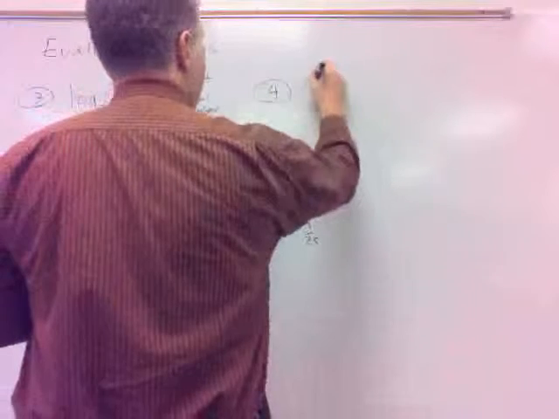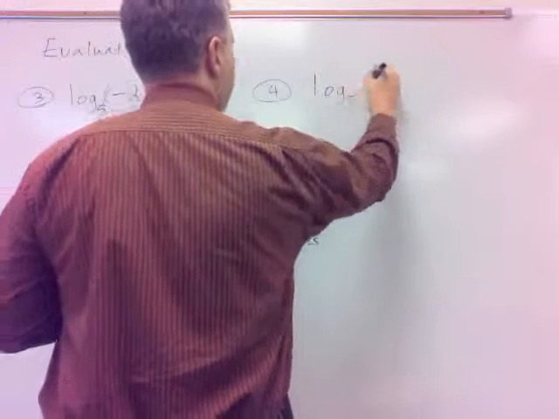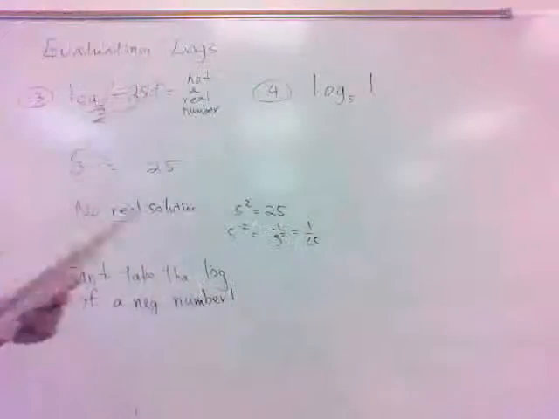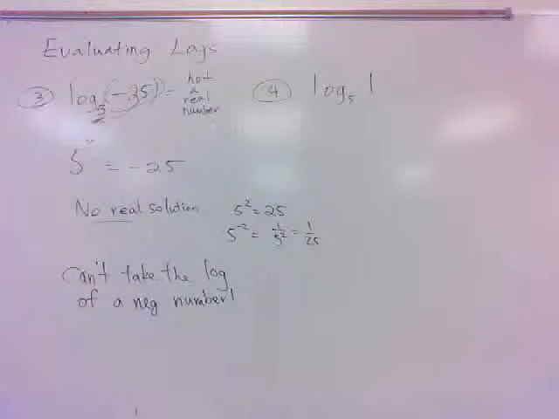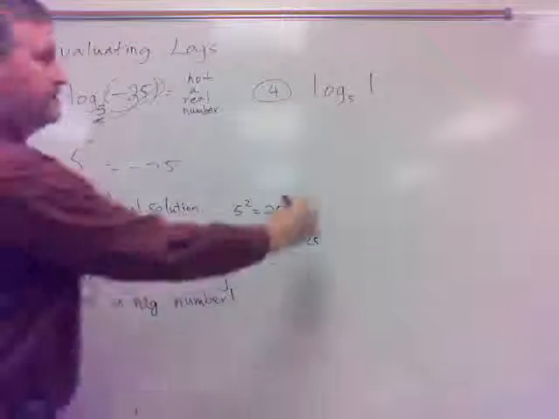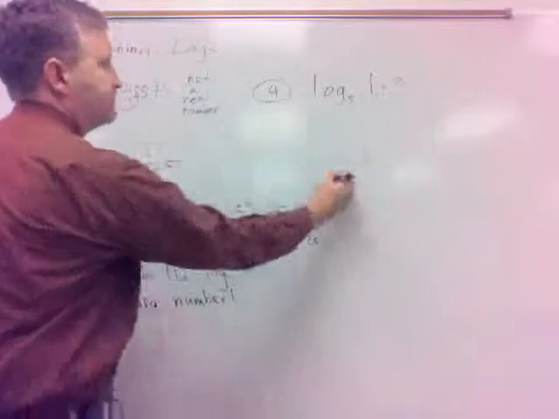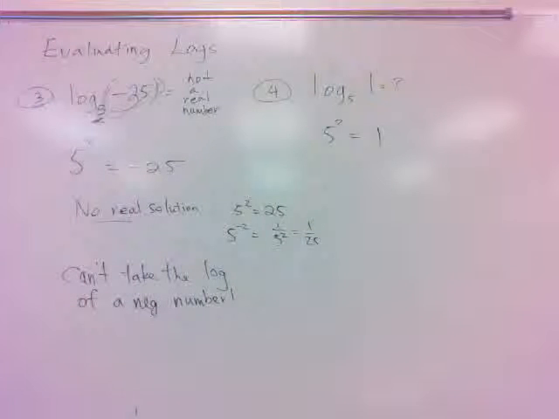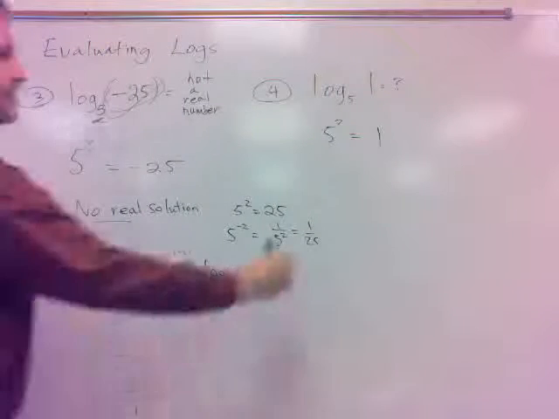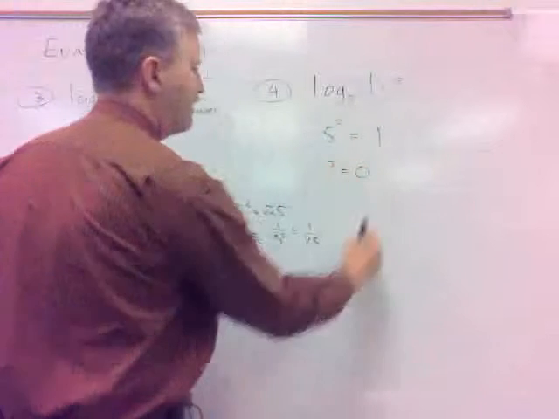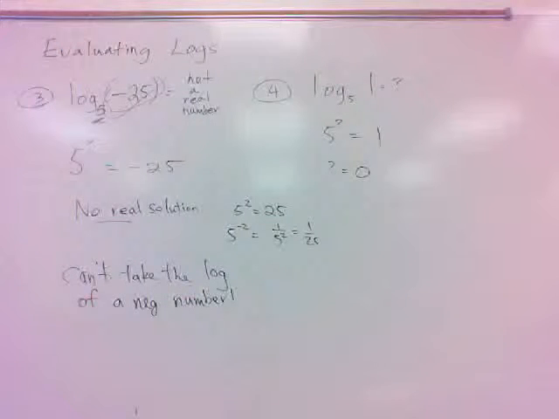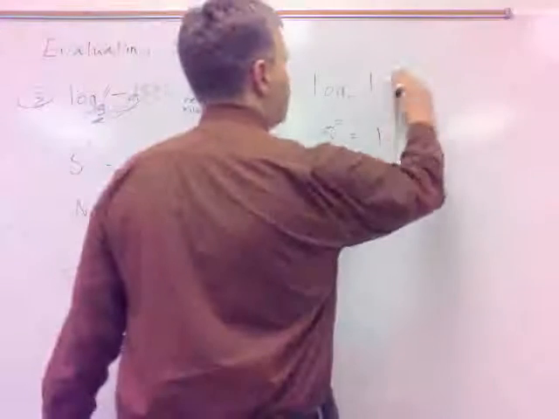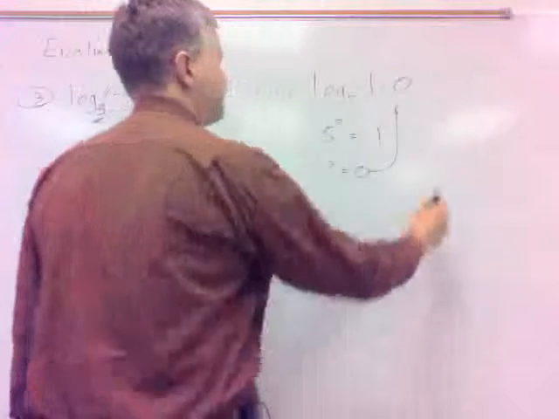Okay? Number 4. What if we have log base 5 of 1? Can we do that one? Yeah, that's 5 to what power gives me 1, right? It'd be 0, yeah. Our power here, the question mark, doesn't that need to be 0? Yeah, something to the 0 power is always 1. So 5 to the 0 gives me 1. So this logarithm is 0. Okay?